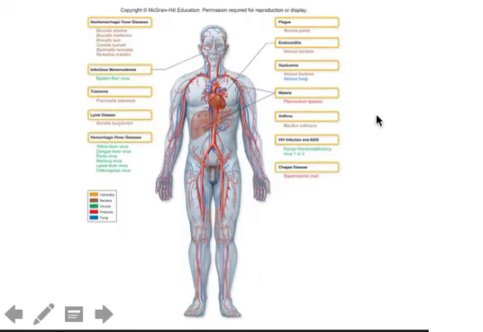And here's the summary of the circulatory diseases and the pathogens that infect different parts of the circulatory system and what they are, whether they're bacteria, virus, fungus, etc.